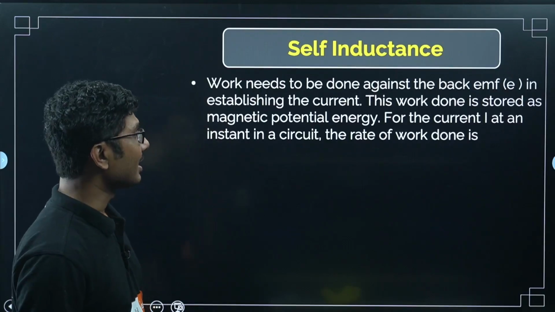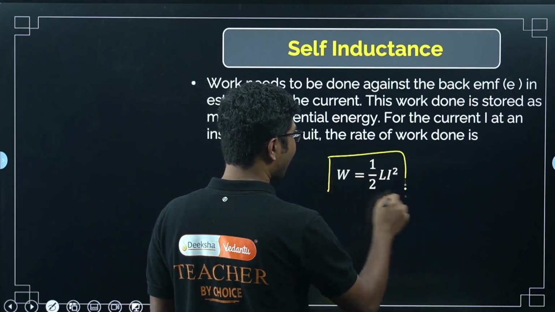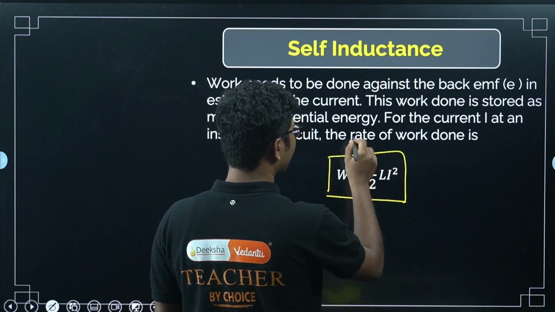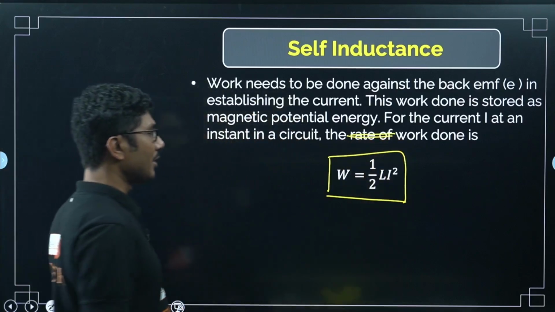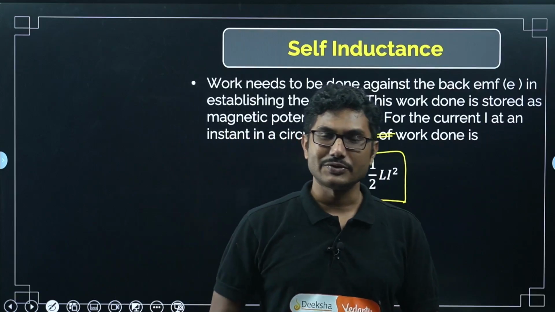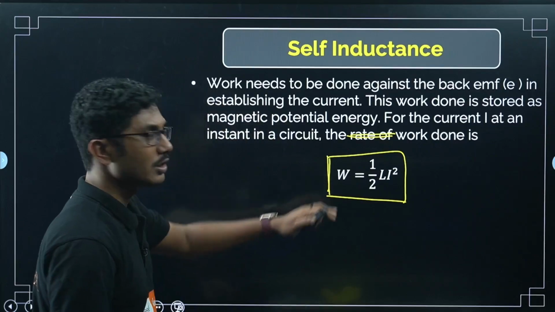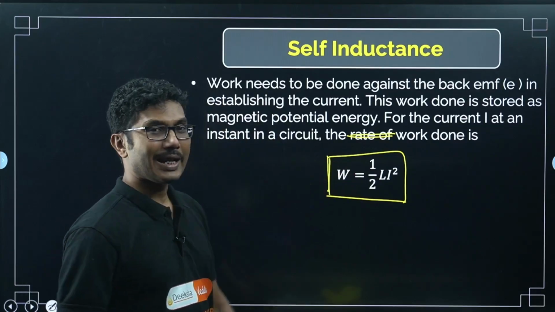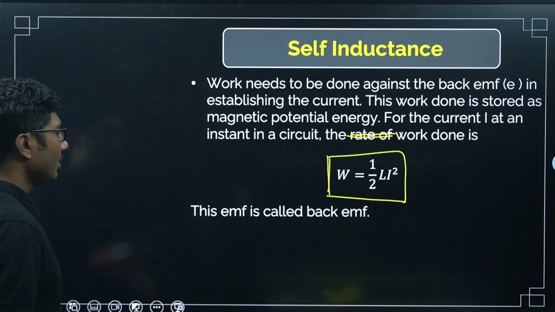The work done is given by W is equal to half Li square. You can remember this; it is similar to half CV square. In case of self-inductance, it is half Li square. This formula is also very important. It is a simple one-line formula, and based on that, multiple questions come in your KCET exam.